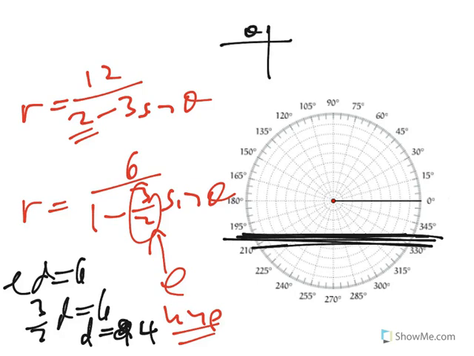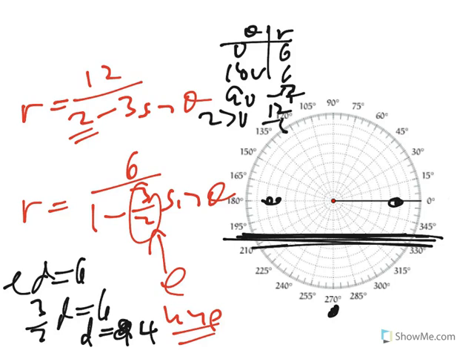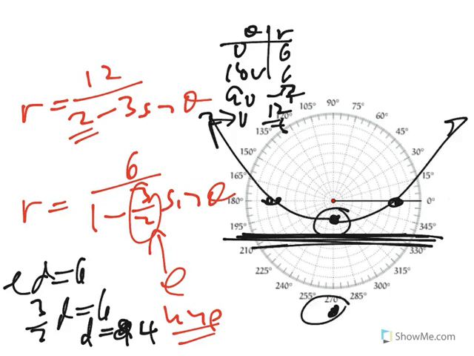Now this is a little confusing. When I make my chart, I get 0, 6, which is over here. I get 180, 6, which is over here. When I put 90 in, I get negative 12. Oops. All the way down there. And when I put 270 in, I get 12 over 5, which is over here. So what happens is that this 270 ends up being the vertex of the top branch, and the 90 ends up being the vertex of the bottom branch.